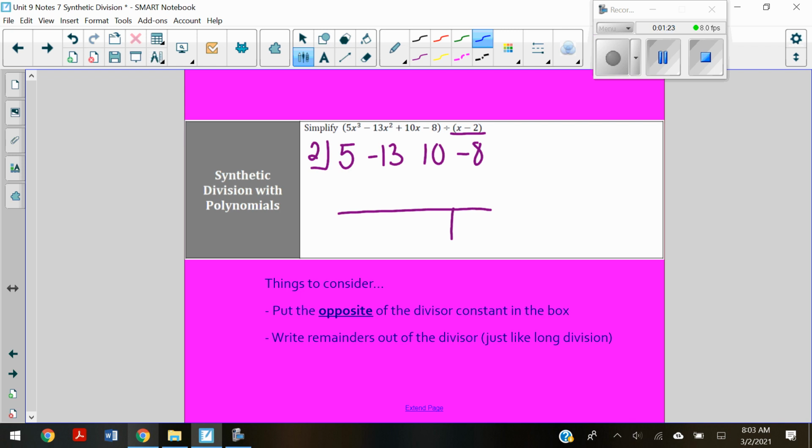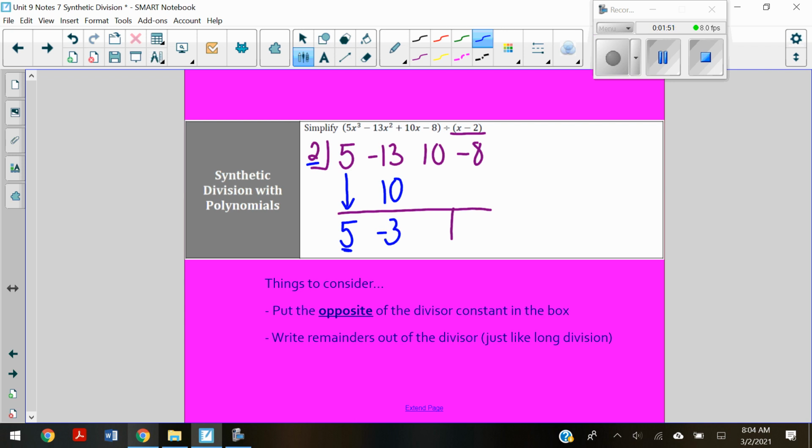So the first step is always to bring down the first term. Now you'll notice I haven't thrown any of my variables in here. We don't do that until the very end. So once you have your number brought down, any number you write down here, you're going to multiply by the number in the box. So 5 times 2 gives us a 10. And now we're going to add negative 13 plus 10, and we get negative 3.